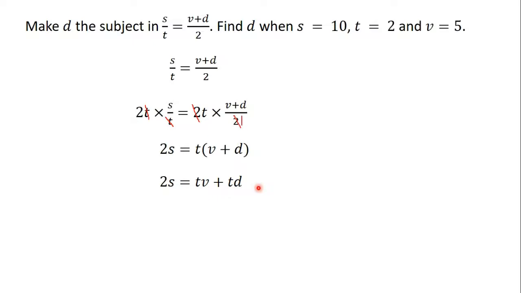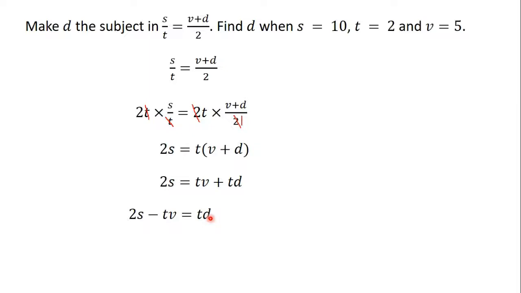Okay, the question said we should make d the subject. So you make sure that the terms containing d are on one side of the equation. In this equation, there is only one term containing d, which is td. So make sure that td is on one side, then all the other terms are on the other side. So in doing that, I will send tv over to this side. So you have 2s minus tv is equal to td.